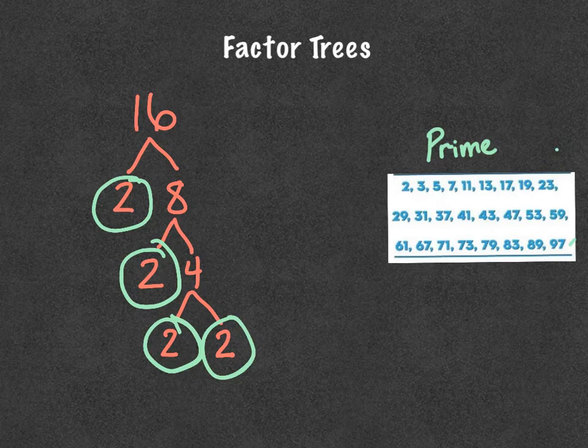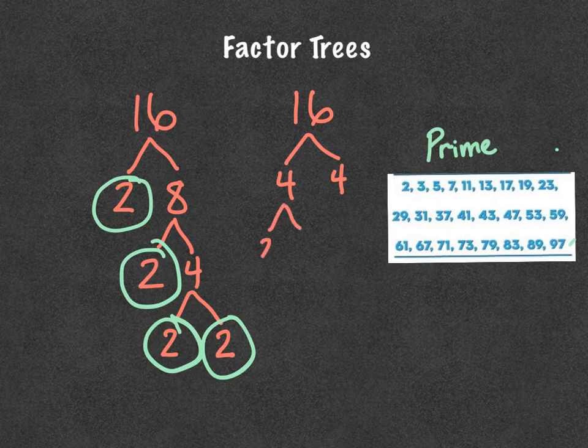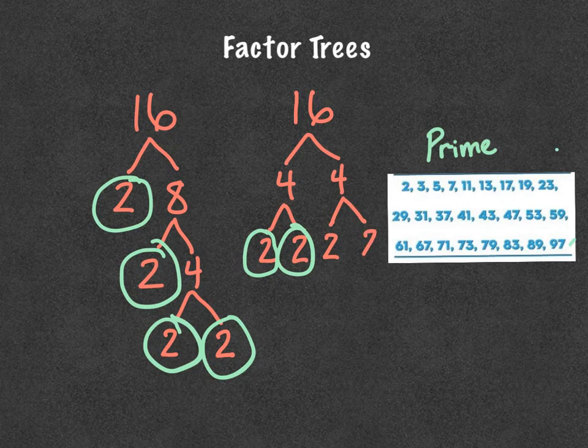Now you're saying, what if I didn't want to do 2 times 8 as 16? What if I knew that 4 times 4 equals 16? You're actually going to get the exact same result. 4 would be 2 times 2, right? And those are prime numbers. And this 4 would be 2 times 2, and those are prime numbers. So it actually doesn't matter which of the factor pairs you choose to start out your factor tree. You're going to end up with the same primes.